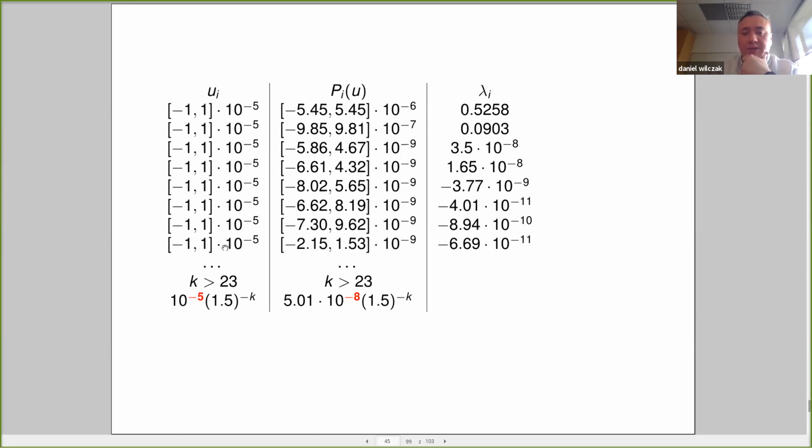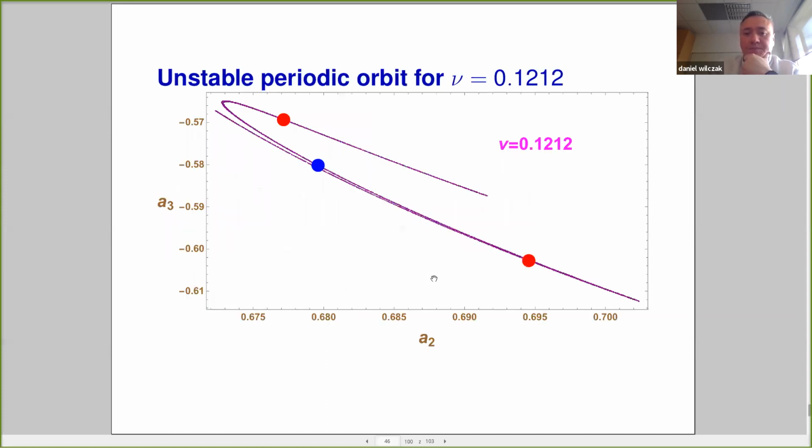For higher modes, the system is heavily contracting, so this is just some noise actually. If we decrease the parameter μ a little bit, the system becomes chaotic, at least it is observed. And for this particular value of the parameter, we observe this chaotic attractor.